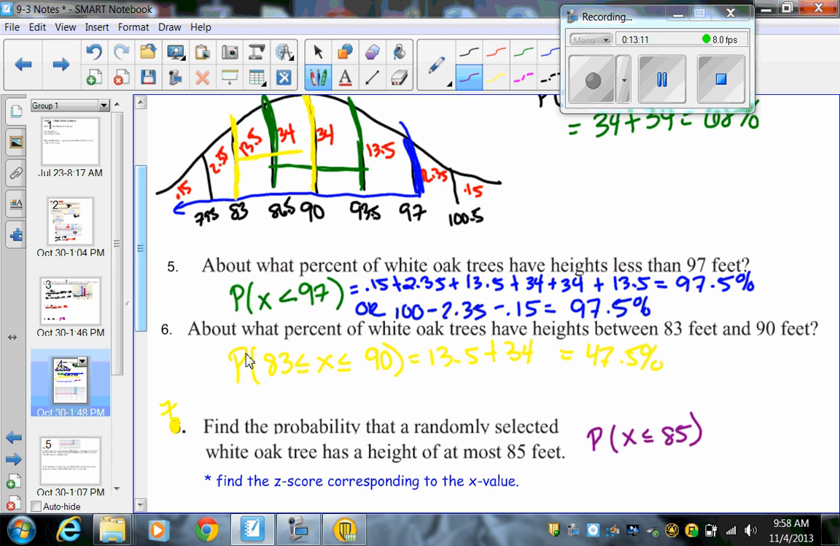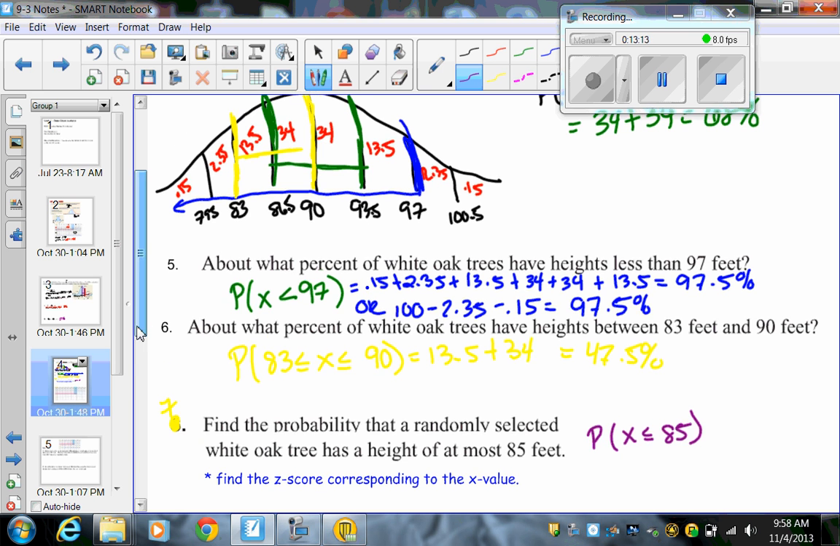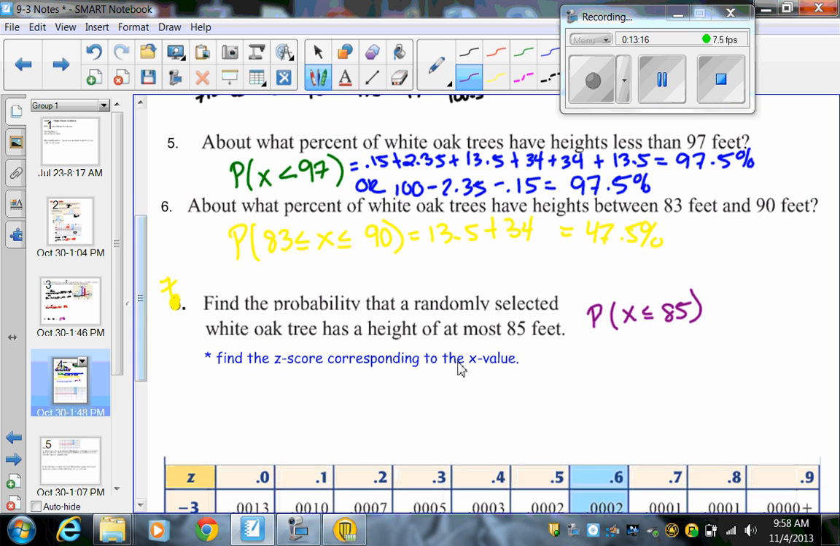Okay, so anytime we have a number that is not on our curve, we're going to convert it to a z-score. So if you remember our formula, z equals your number minus your mean divided by your standard deviation. So in this case, our number is 85, our mean is 90, and our standard deviation is 3.5. So when I type this in the calculator, 85 minus 90 is -5. -5 divided by 3.5, rounded to the nearest tenth, you would get -1.4.